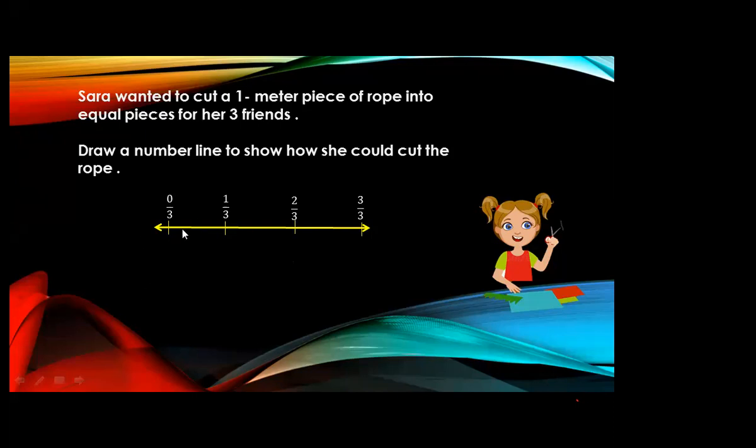No, it's not 4 spaces. It's 3 spaces. Count with me from 0 to 1. How many spaces? 1, 2, 3. 1, 2, 3. All of you, did you see the mouse? Here the mouse is counting with us, 1, 2, 3. They are 3 spaces, not 4. She said I will divide it between 3 friends, so how many spaces do we have? 1, 2, 3. We have 3.